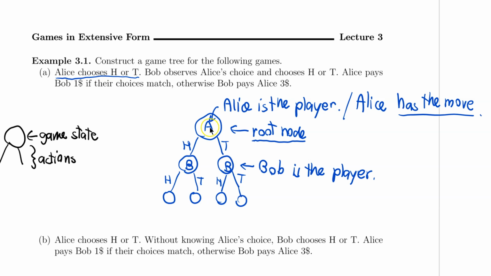And that's the same here. If Alice chooses tail, then Bob can choose either head or tail. Now, once Bob chooses, this is the end of the game, and we will call this node the terminal node.